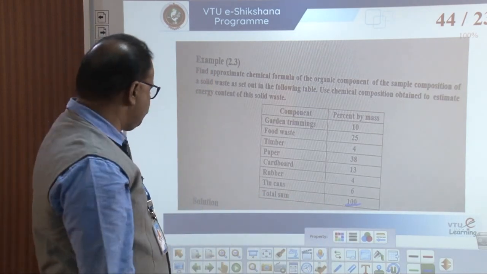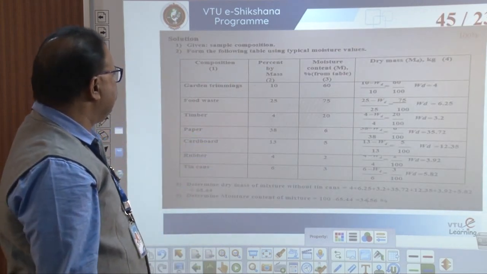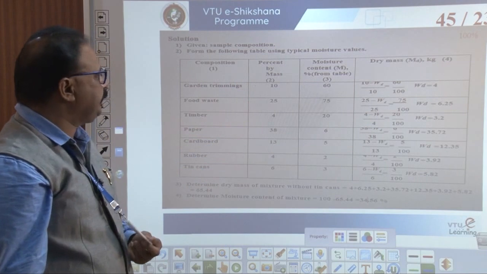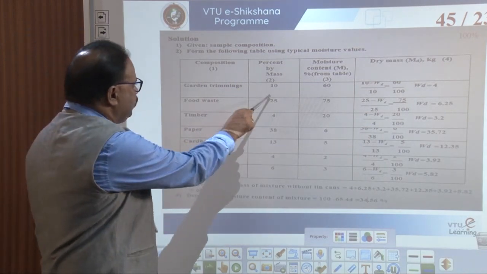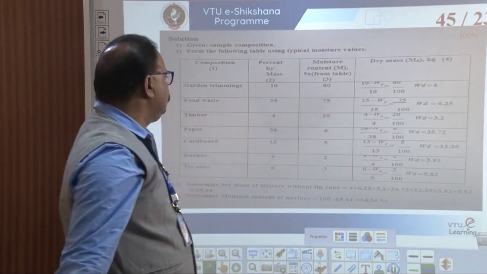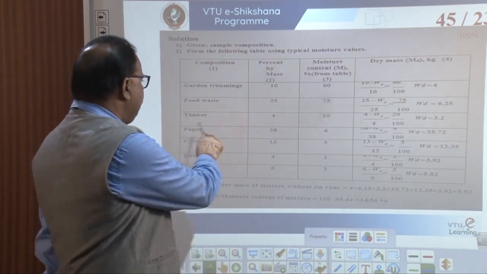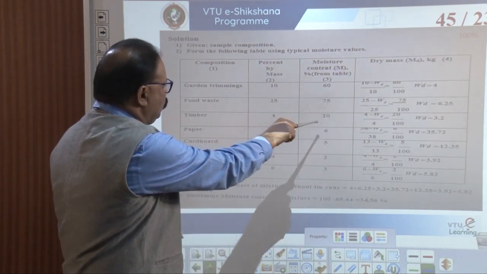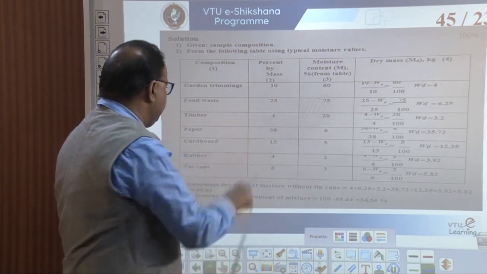We will go for the solution. Given the sample composition in the following table, we use the moisture content. Garden trimmings 10%, moisture content by the table 60%. Food waste 25%, moisture 75%. Timber 4%, moisture content 20%. And paper, percentage of mass 38.